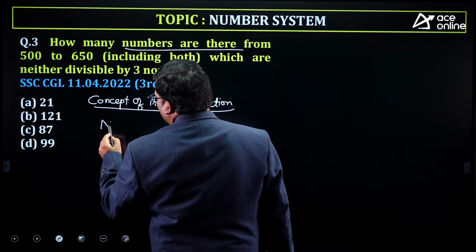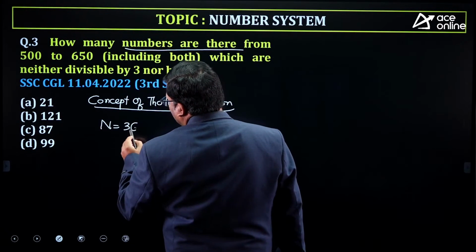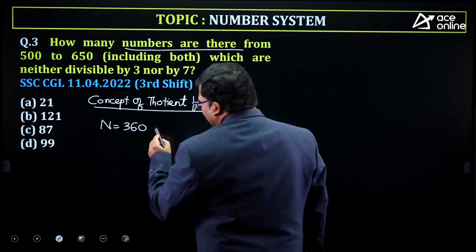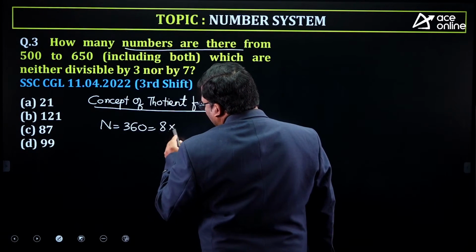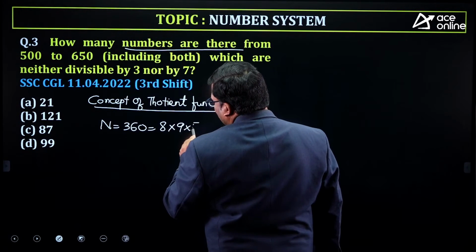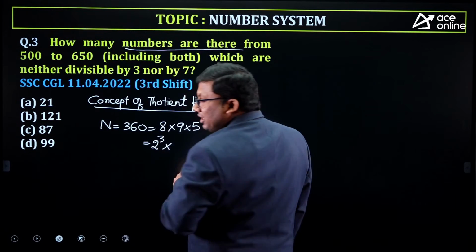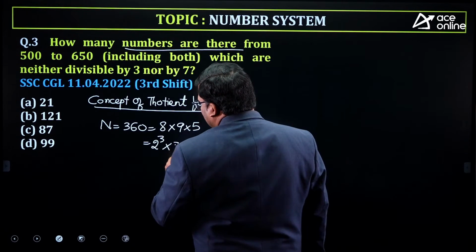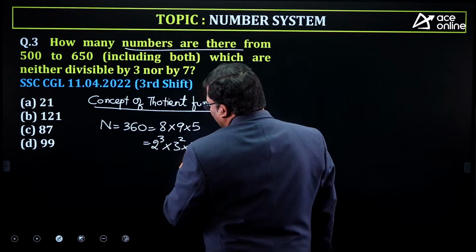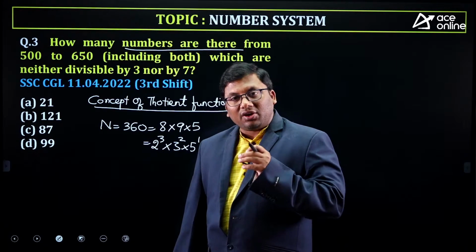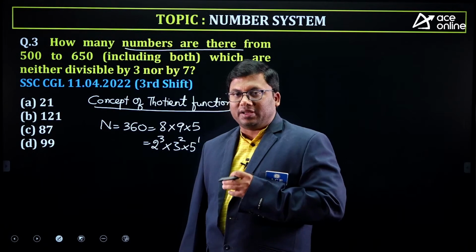Let there be a natural number 360. Write this natural number as a power of prime bases. If I write it as 8 into 9 into 5, 8 as a power of prime base is 2 cube, 9 is 3 square, and 5 is 5 power 1. N is 360, and I wrote 360 as a power of prime bases.